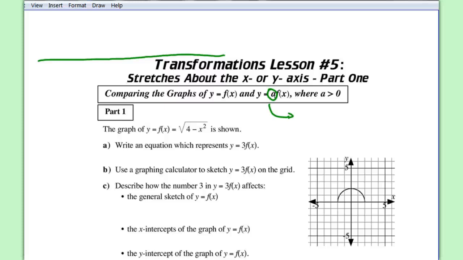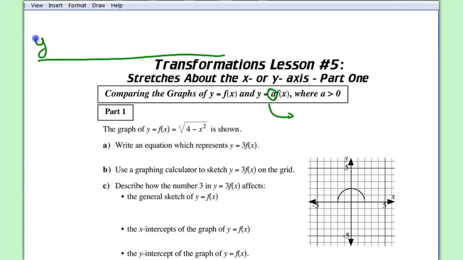Hello, Math 30-1. We are nearing the end of our travels through transformations. Today we have a transformation called stretches about the x and y axes, the a transformation.